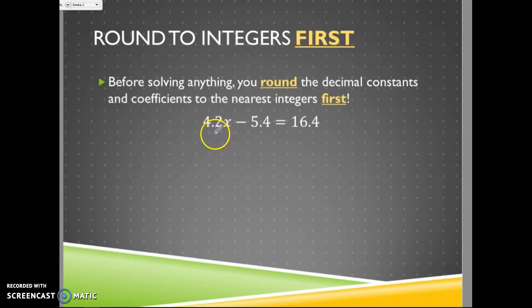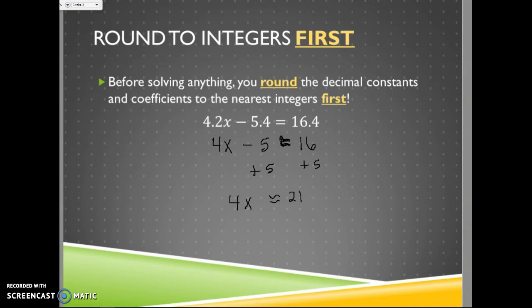So in this case, 4.2, that's a 2, so I'm going to round it down so that it's just 4x minus 5.4, still below 5, so minus 5. And then 16.4, still below 5, so I'm going to round to 16. And now you can solve knowing that, and this actually should be a squiggly equal sign. It's approximate now because we've already done our rounding. So now we would add 5 on both sides to get 4x is approximately equal to 21.